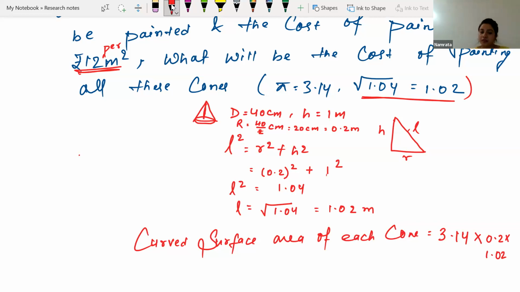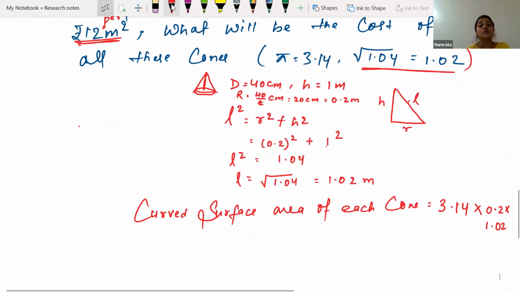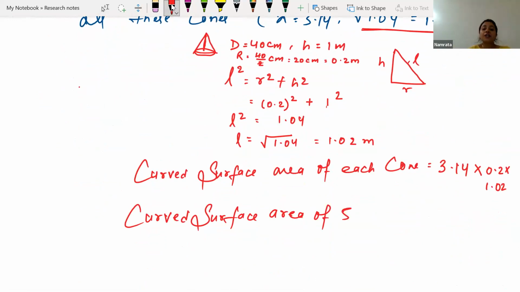Is it okay? Now, what exactly does the question say? How many such cones are we making? This is the curved surface area for one cone. But how many such cones are there? If you get back to the question, you will see that a total of 50 hollow cones are there. That means we have to find the curved surface area of 50 cones. So the curved surface area of 50 cones will be whatever you have got as the curved surface area of one cone, multiplied by 50. So 3.14 into 0.2 into 1.02. Is it clear so far?